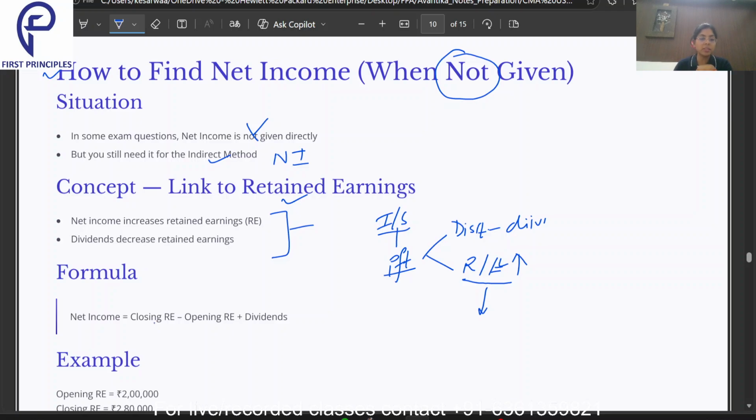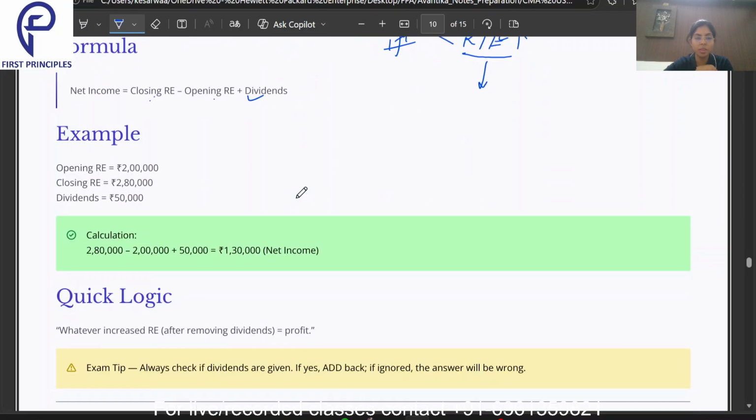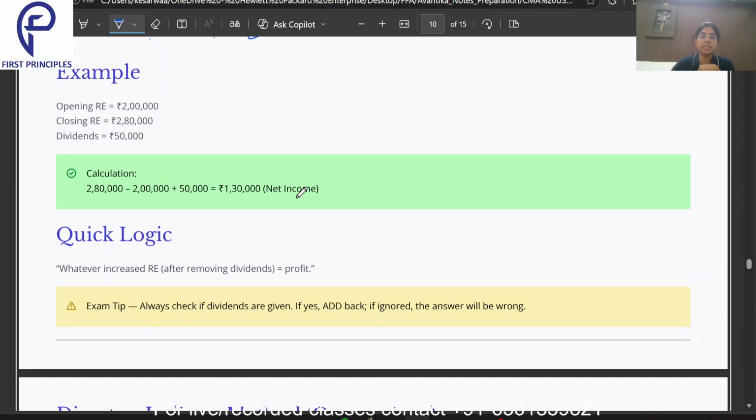Closing retained earnings minus opening retained earnings plus dividends. Let's have an example for this. Okay, so the question in it is given that the opening retained earning is 2 lakh, closing retained earning is 2,80,000, dividends is 50,000. So closing retained earnings minus opening retained earnings plus dividends will give you 1,30,000 of net income. So whatever increased RE after removing the dividends is the profit.